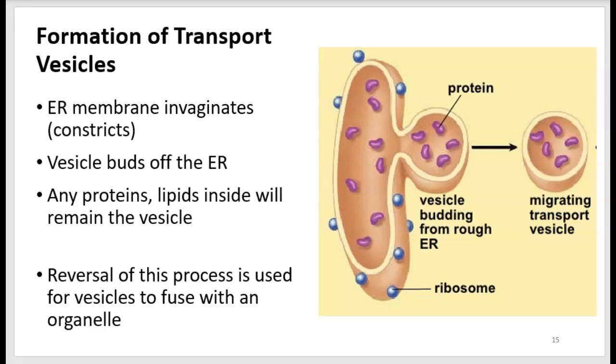So this slide shows the process by which transport vesicles are formed from the endoplasmic reticulum. In this case, the picture shows the rough ER, but it could also happen on the smooth ER. So the ER membrane invaginates or constricts. A vesicle buds off of the ER, and any proteins or lipids that were in that part of the cistern will get trapped, and when a vesicle is formed, the vesicle will contain the protein because we're in the rough ER.